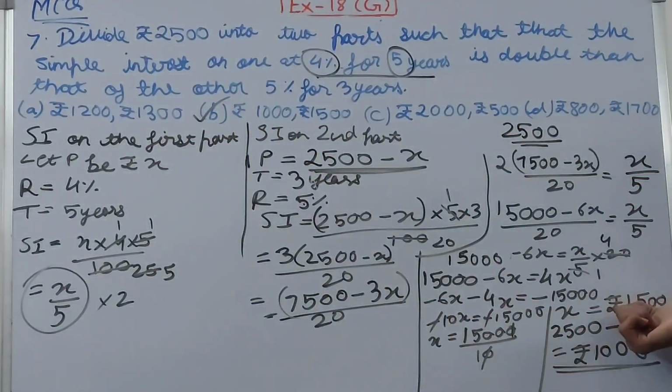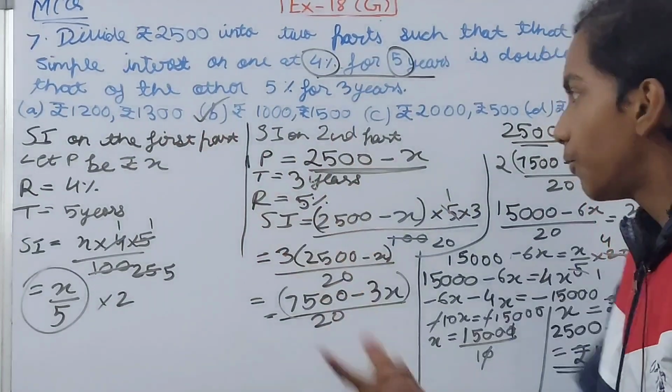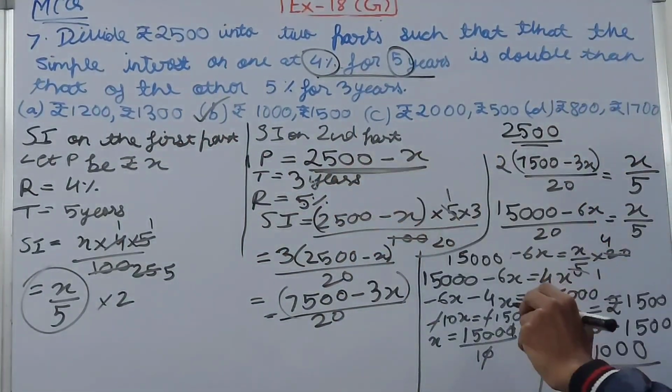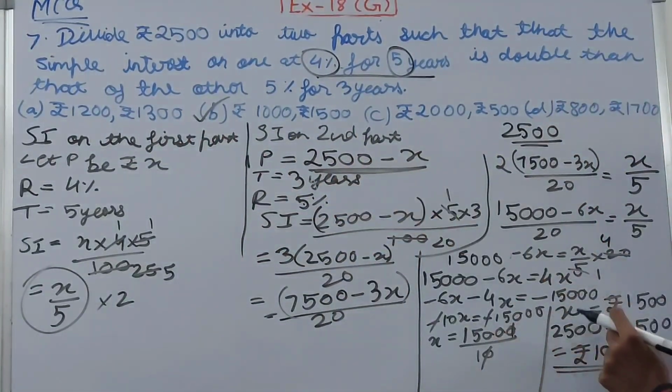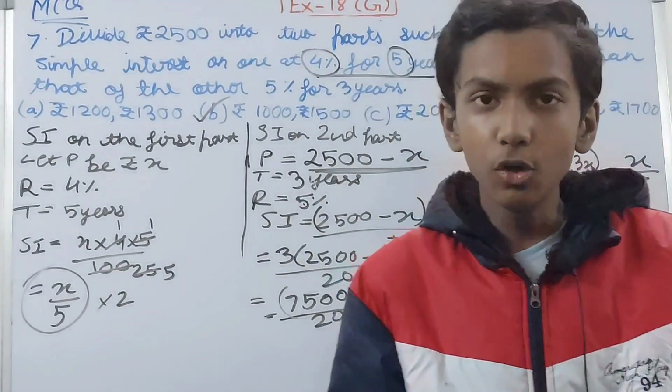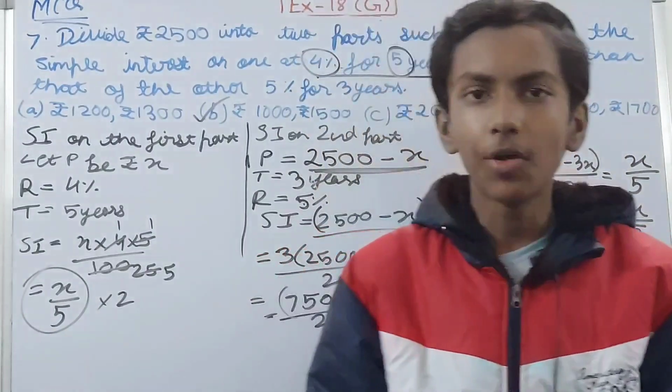See, first part became 1500, that was x. Now for finding second part, it was 2500 minus x. 2500 is as it is, minus is as it is, x changes to 1500, that we have found out here with the equation. So what do we get in the end? 1000. So 1500 and 1000 are the two parts in which we have divided our number 2500.